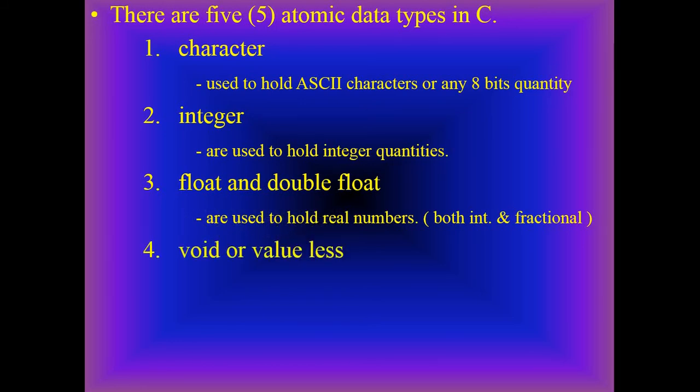Now the last one is the void or the valueless. It is called void because the bit size of this particular data type is 0 bits. It has no quantity. That is why it is also called valueless. But if you're going to type that as a data type in your program, you're going to type void.